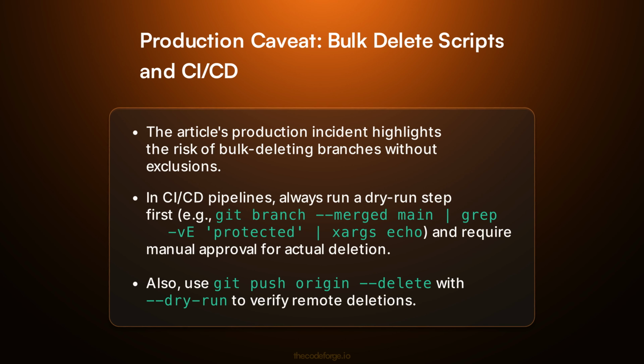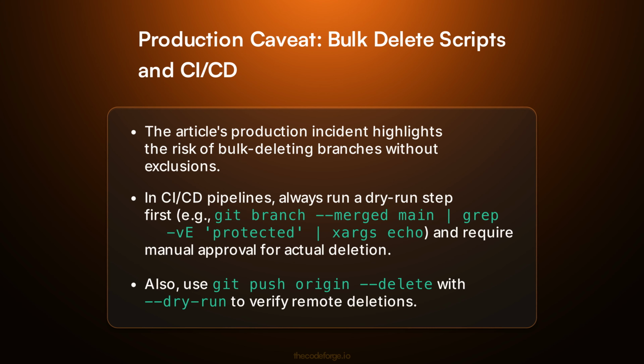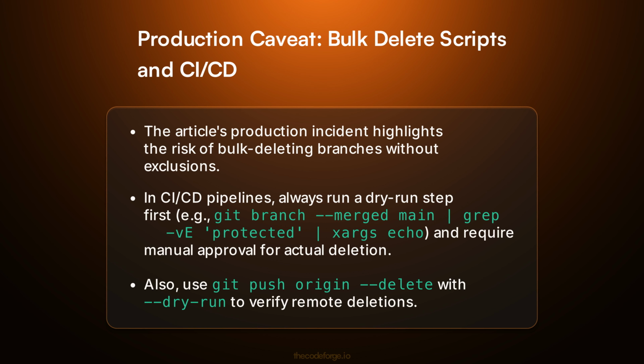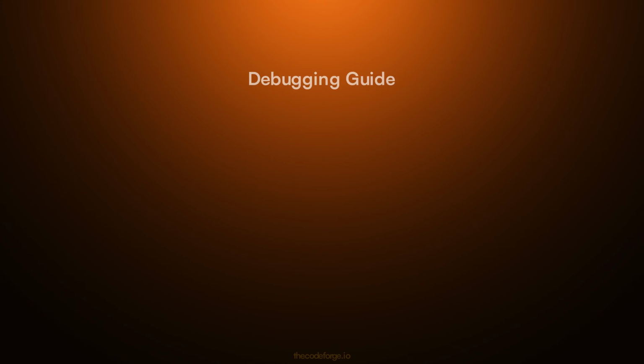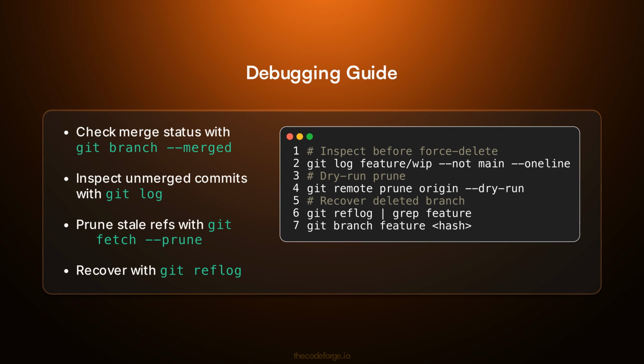The article's production incident highlights the risk of bulk deleting branches without exclusions. In CI/CD pipelines, always run a dry run step first, e.g., git branch --merged main | grep -vE protected | xargs echo, and require manual approval for actual deletion. Also, use git push origin --delete with dry run to verify remote deletions. Use these commands to diagnose and fix branch deletion issues. Always inspect before force deleting and use dry run modes to preview changes.